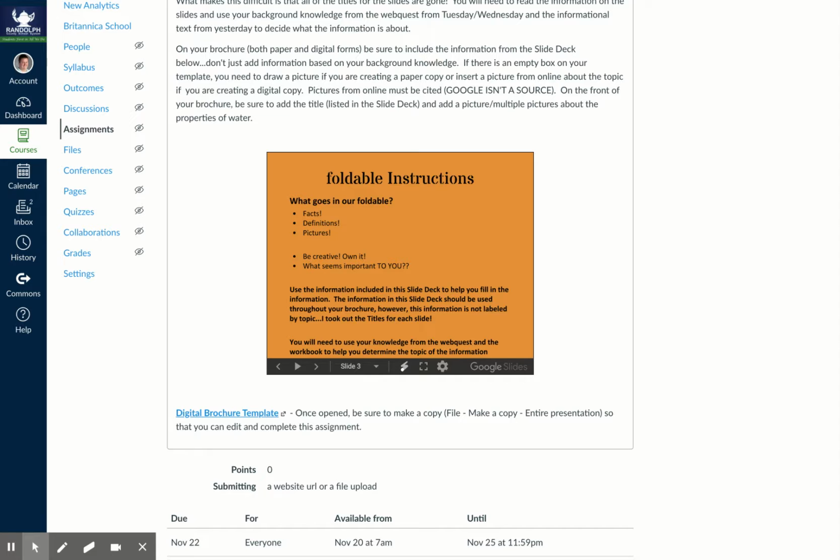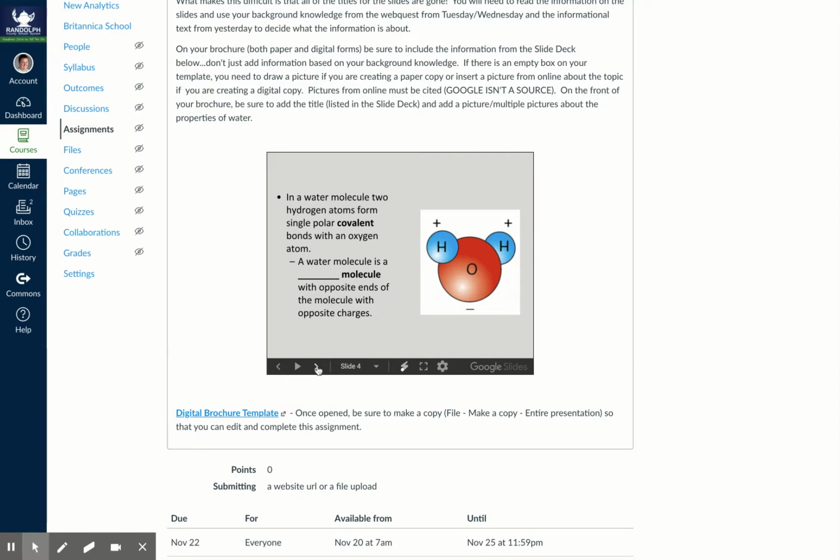What makes this tricky is that I have removed all of the titles from the slideshow. So when I go to the next slide, you'll see, I'm going to click it twice, there's no title in here. When you read this information, you have to be able to decide, based on your background knowledge from the Cornell notes, the text, and the web quest, which one of those properties this qualifies as.